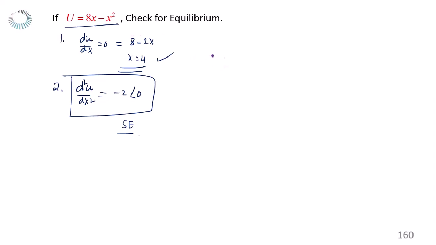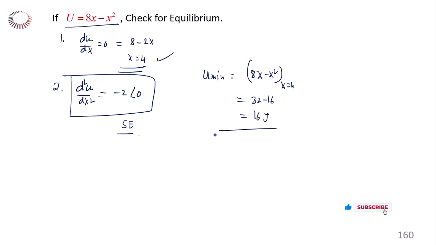And what is the value of the potential at equilibrium? That potential is the minimum potential. The minimum value is basically 8x minus x squared, and in that, put the value of x as 4. So 32 minus 16, that is 16. So 16 will be the minimum potential. That you can also calculate.